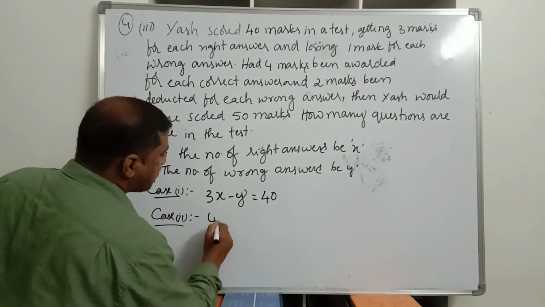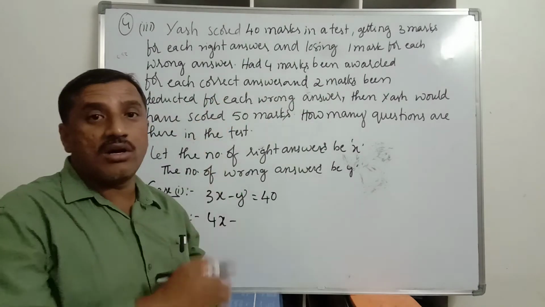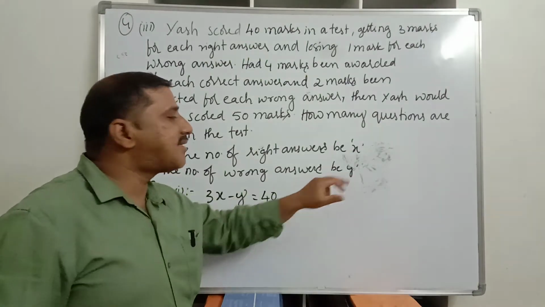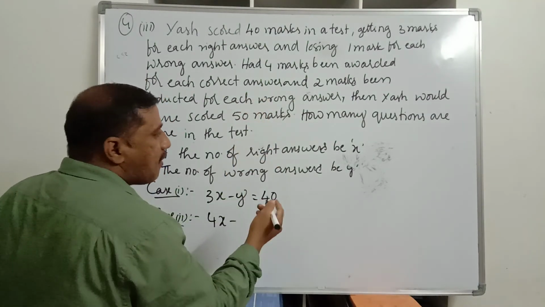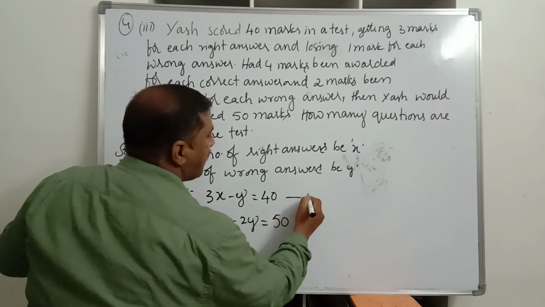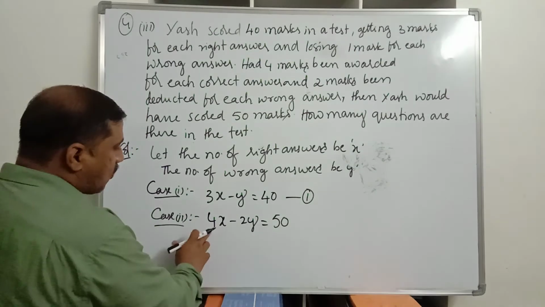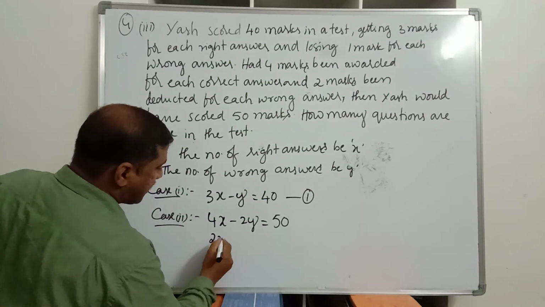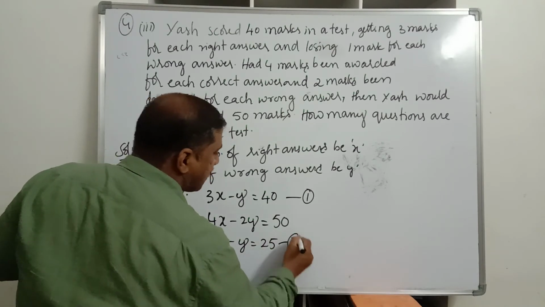Therefore, what is the total marks? It is 4x minus. And instead of 1 mark, 2 marks are deducted for each wrong answer. Wrong answers are y, so we represent them with negative marking, minus 2 into y, that is minus 2y, equal to 50. Let this be equation 1 and this is the equation we got from case 2. Here 4, 2, 50 are all even numbers, so take 2 common. Then we get 2x minus y equal to 25. Take this as equation number 2.